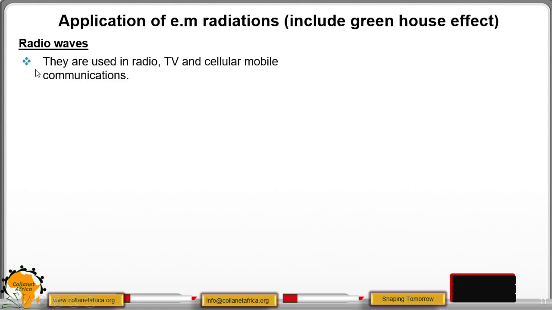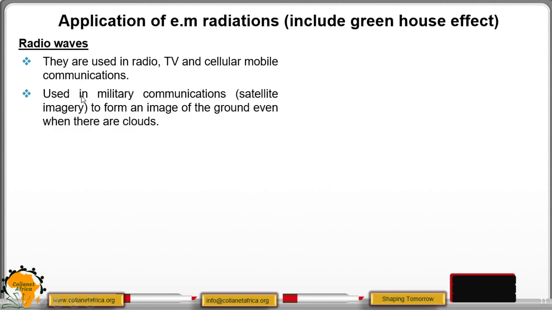First, we have the radio waves. They are used in radio, TV, and cellular mobile phone communication. They are also used in military communications, where we have the satellite imagery, and this forms an image of the ground even when there are crowds. So that way, the military are able to get information.